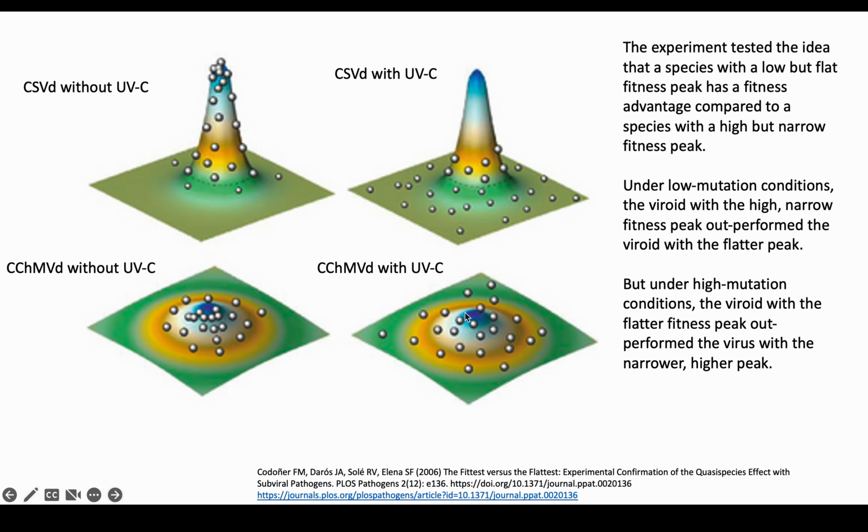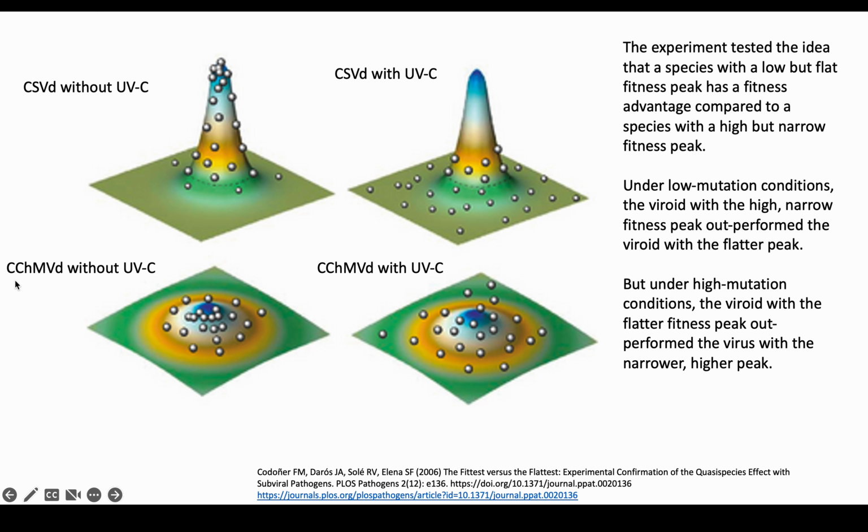So basically it looks like this. If you imagine this is CSVd without UVC, when you turn on the ultraviolet, because it's a very narrow single peak, most of the viroids end up dead. And a few of them are sort of clinging to the low fitness end of the spectrum because you put all those mutations in there, and it's a very narrow quasi-species.